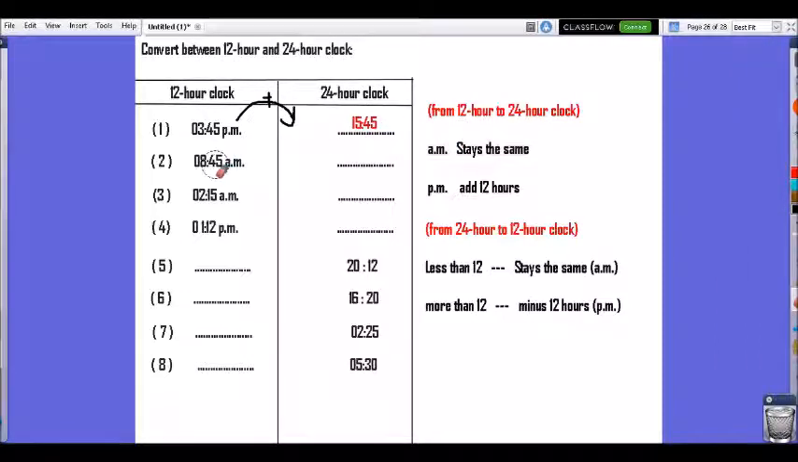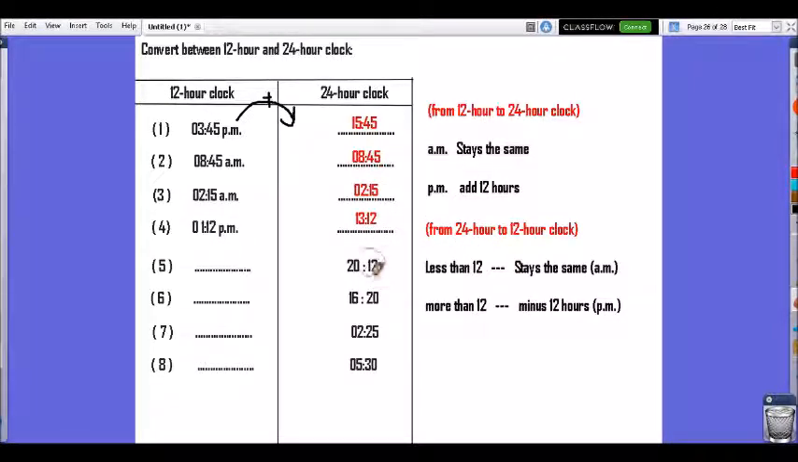15:45. All right, if it's 8:45 a.m., and we want to convert into the 24-hour clock, it says here AM stays the same, so it's going to be 8:45. Again, AM stays the same. PM into the 24-hour clock, just add 12 to it. 2:15 AM, from the 12-hour clock to the 24-hour clock stays the same, 2:15. 1:12 PM, add 12, becomes 13:12.